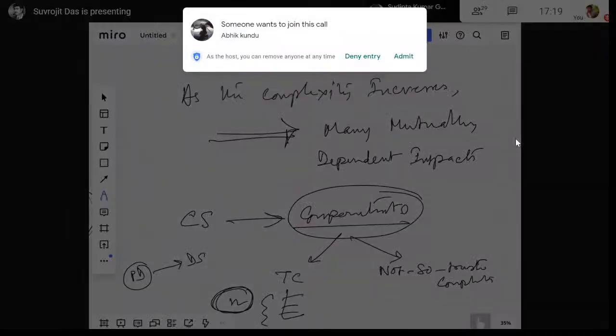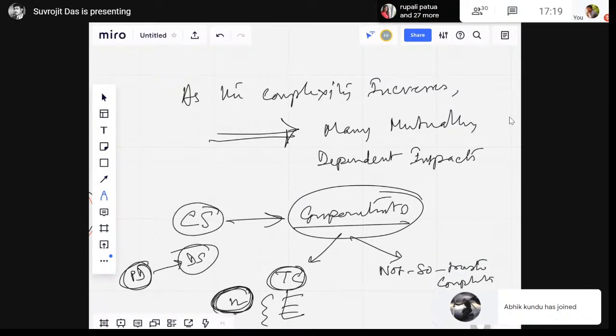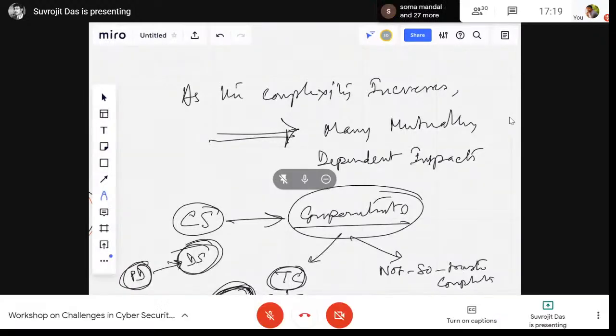For example, in a personal computing device, this N, the number of trusted components in a computing system, may be a very small number, and the mutual dependence between each of these may be small. But as you go towards the design of a distributed system, that is also a computing system, this N may be large, and the dependence and the complexity may be much more.